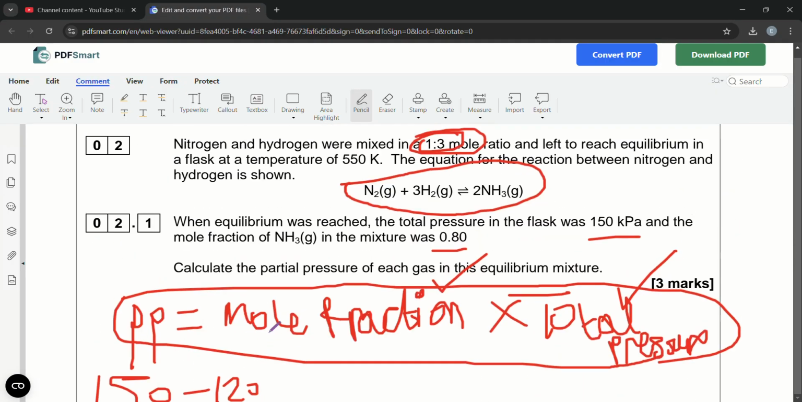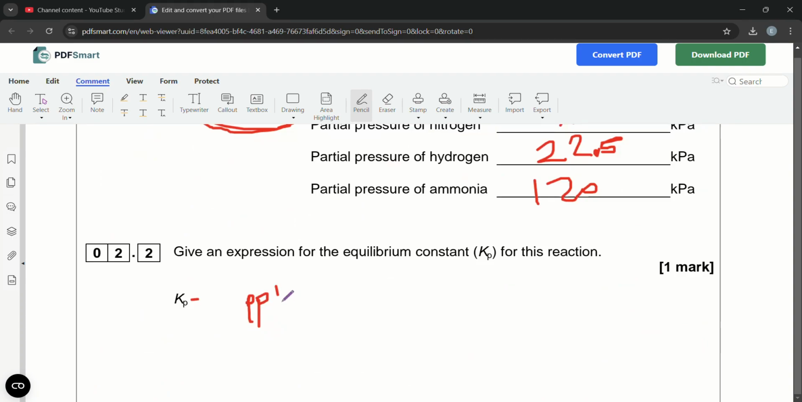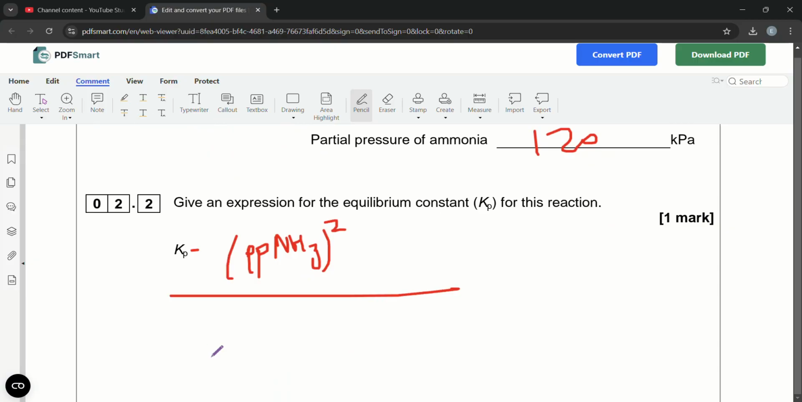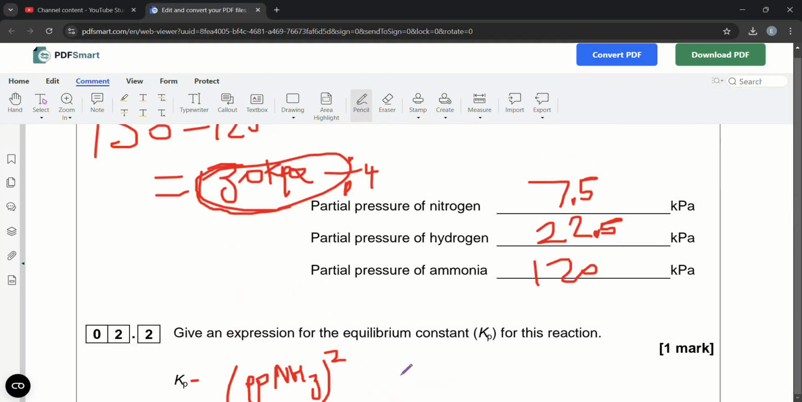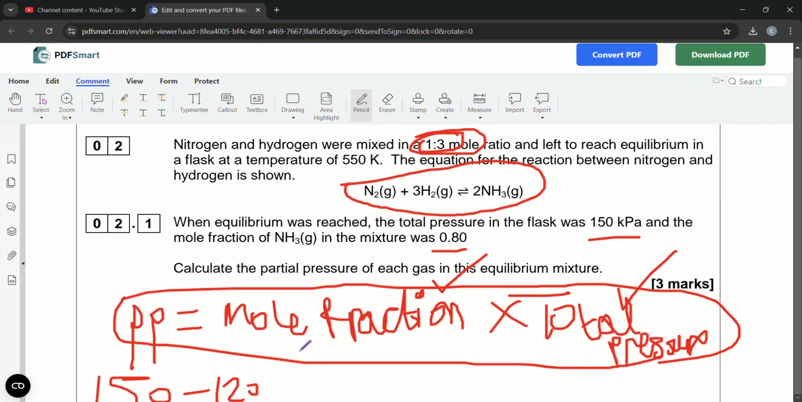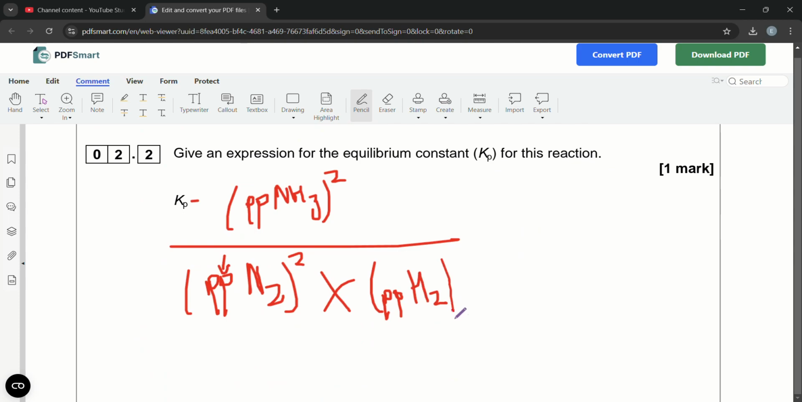pressure of NH3, ammonia, squared, products over reactants, N2 partial pressure N2 times by partial pressure of H2. Those p's should be a bit smaller, but it should be fine, or H2 cubed.